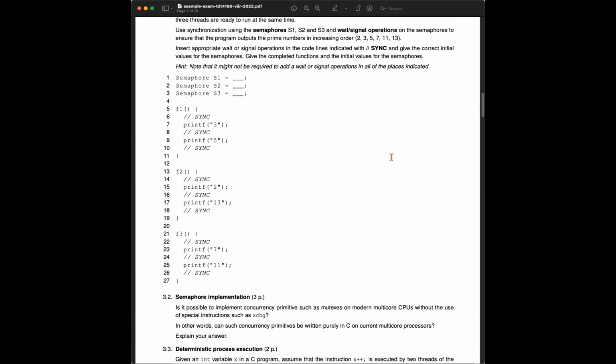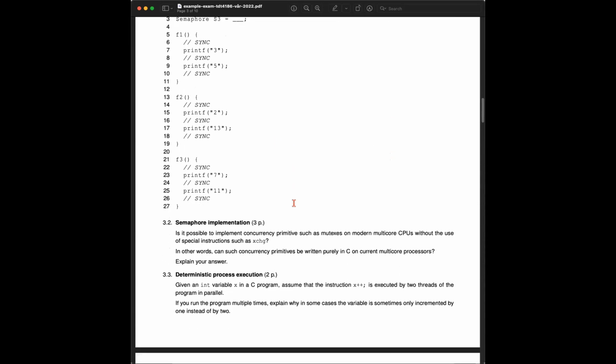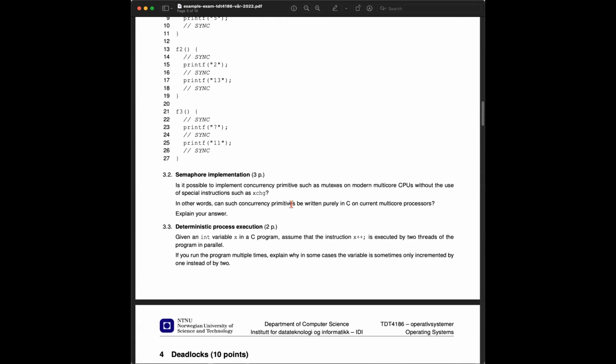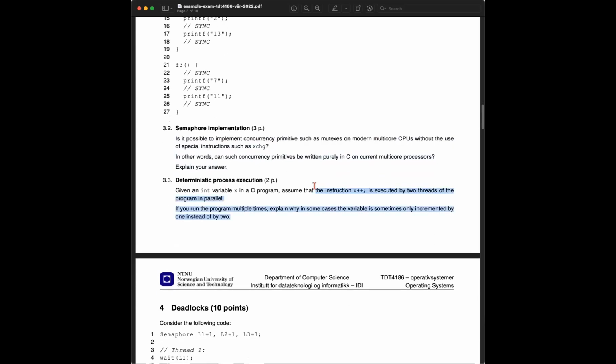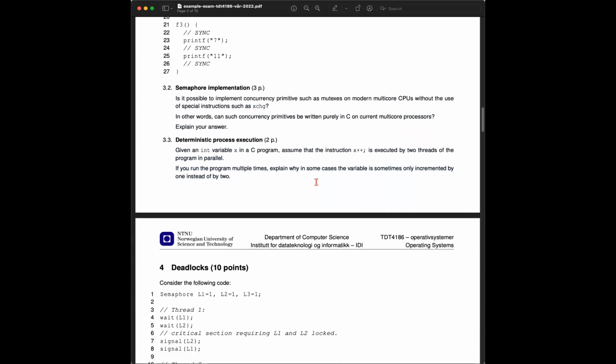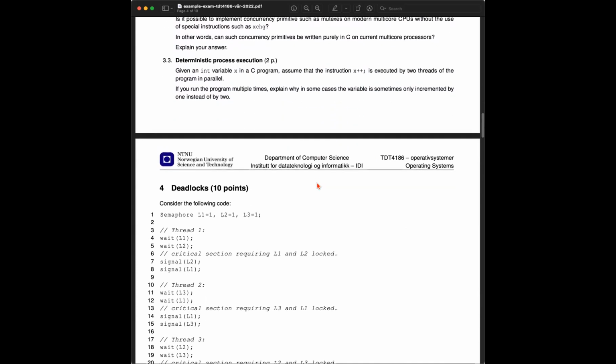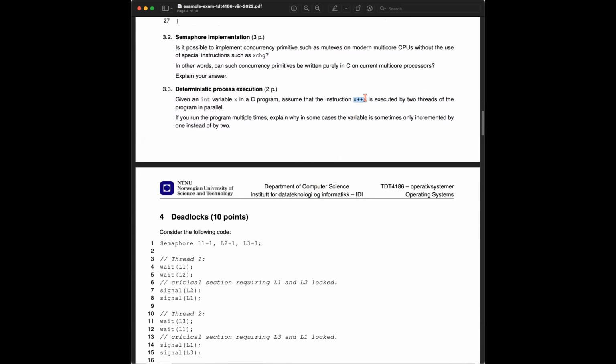So that would be a typical task, like really printing these prime numbers in order, and how can we enforce this when F1, F2, F3 are executed in parallel. We have some semaphore implementation questions. Here you should know about atomic operations, for example, and you should also explain what a race condition is here for 3.3, and why this happens when you only have a simple instruction like x++.